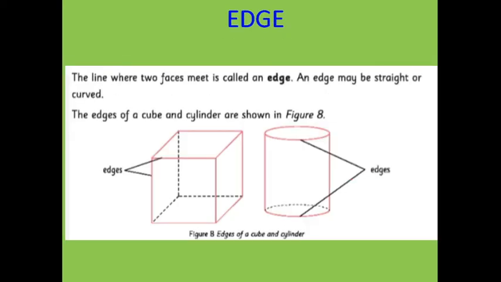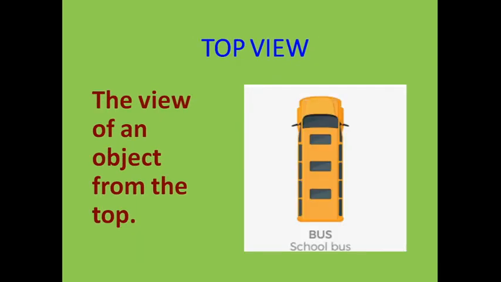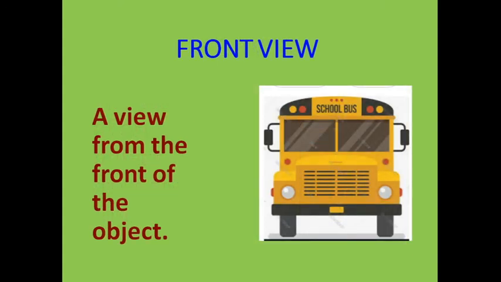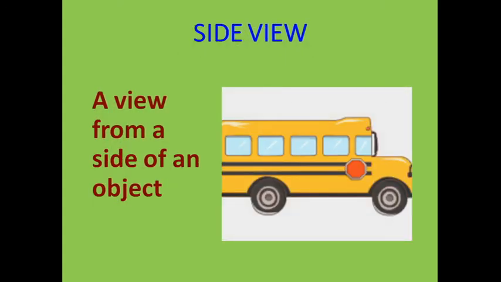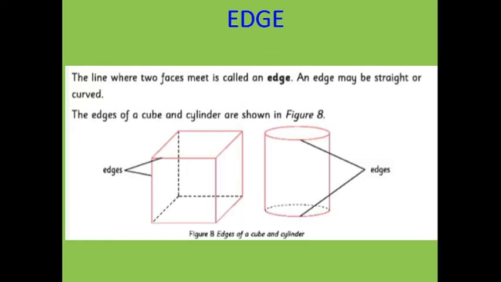Today we have discussed what is the top view, the front view, and the side view of an object. Next, we discussed what is a face. The flat surface of any solid shape is called the face of the object. And what is an edge? The line where two faces meet is called the edge. Here, this is a straight edge and this is a curved edge.